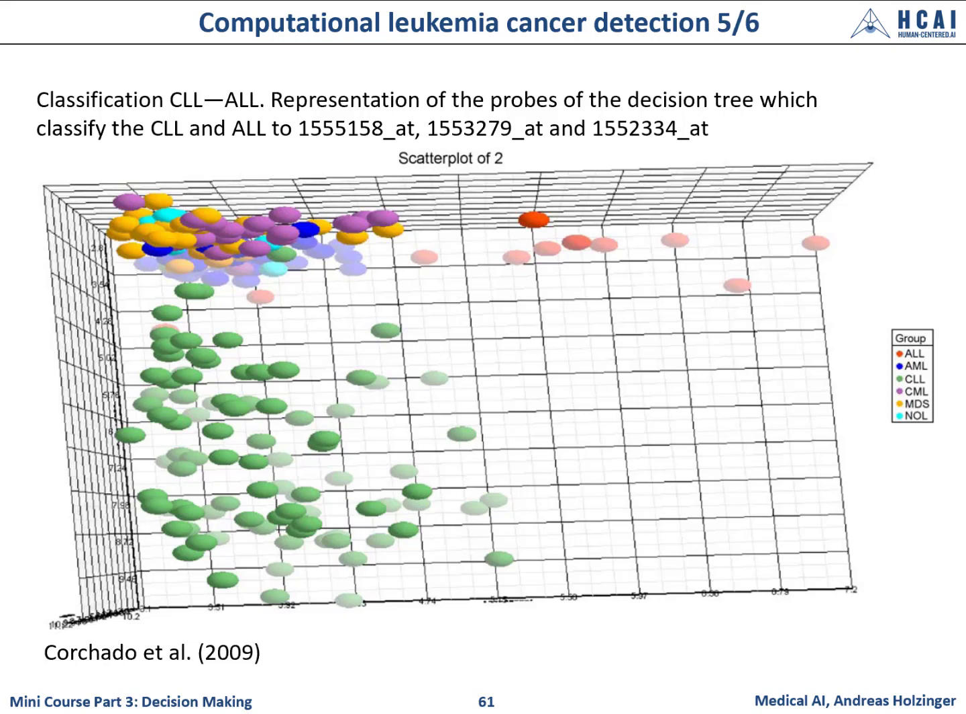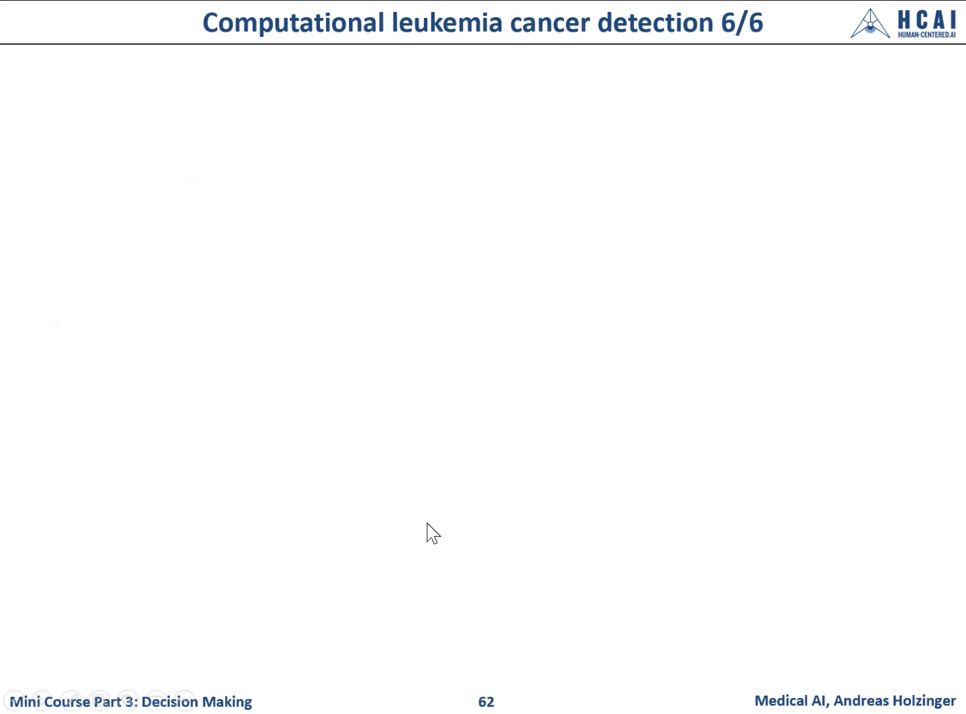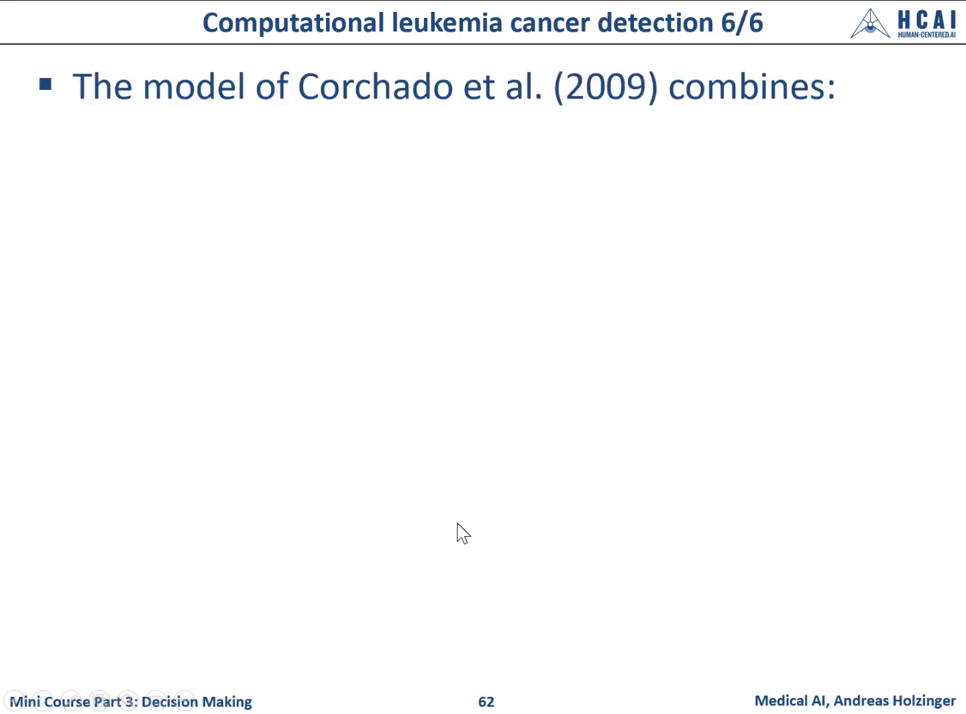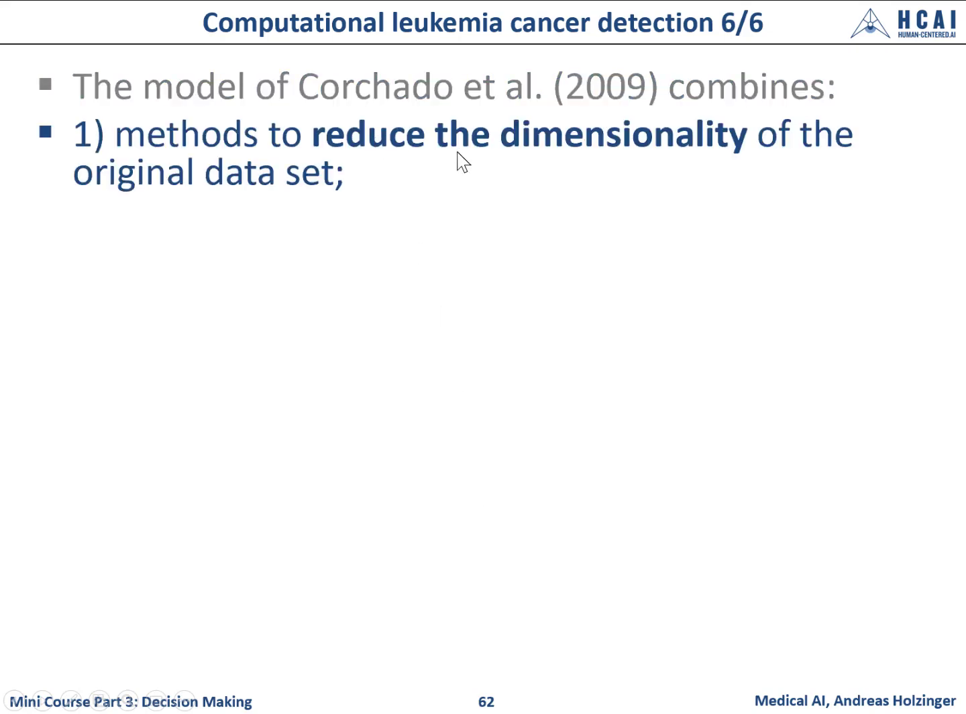Then you have the clustering method, and now you have the extraction of this knowledge and to visualize this in this scatter plot in the 3 dimensions. And what should we or what can we now learn from this model? So they combine methods to reduce the dimensionality of the original data set. This is actually a very difficult task.